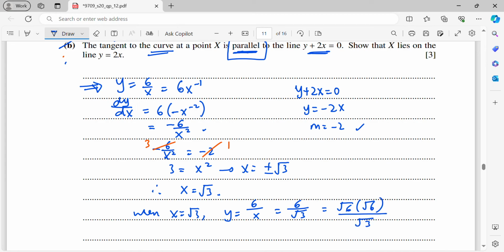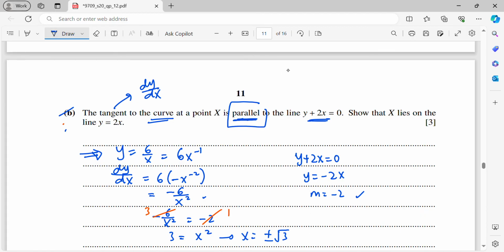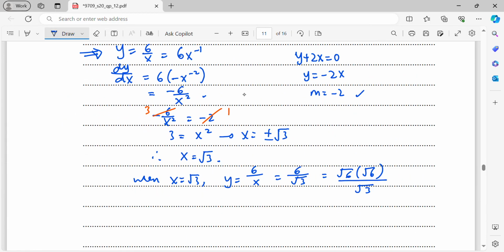square root 3. And now I need to show that it is on y equals 2x. So the square root 6 I need to simplify. Square root 6 is basically square root 3 times square root 2. Then another square root 6, you can probably just square it, or if not, you can just write square root 3 square root 2. So all these are multiplication.